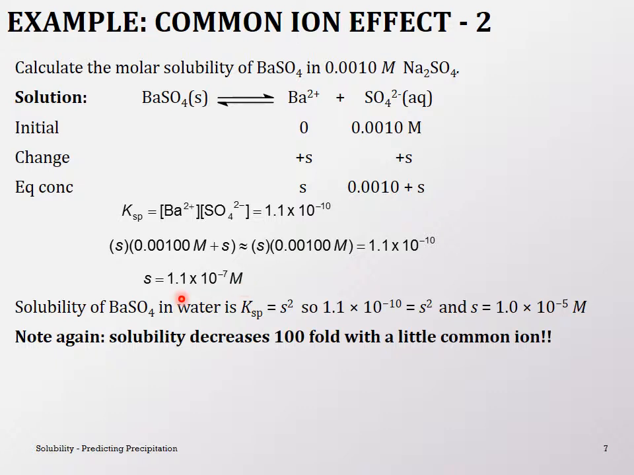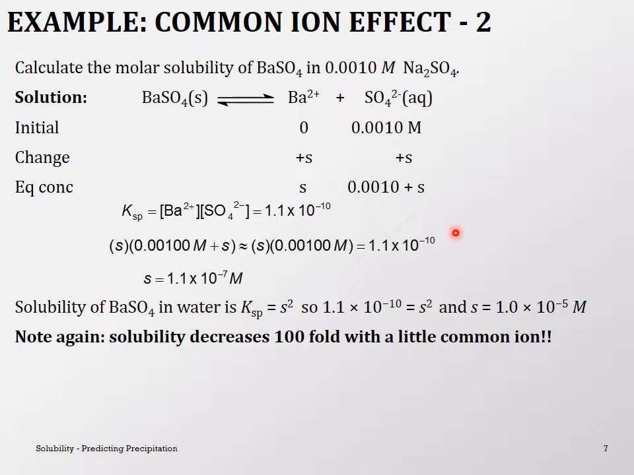If you were to calculate the molar solubility of barium sulfate using this Ksp, like we did in the previous problem, Ksp would be S squared because you have 1 mole of each. So then S is equal to 1 times 10 to the negative 5 molar. This is what it would have been if there was no sodium sulfate present, but because the sodium sulfate is present, the solubility went down almost 100 times, using a little bit of sodium sulfate. So you can actually change these things just by a little bit of ions.